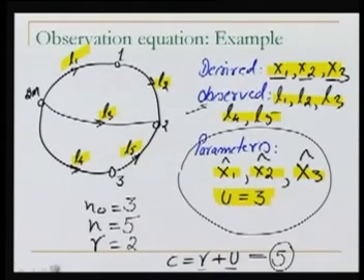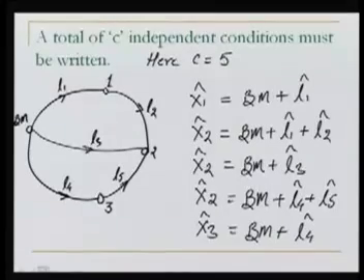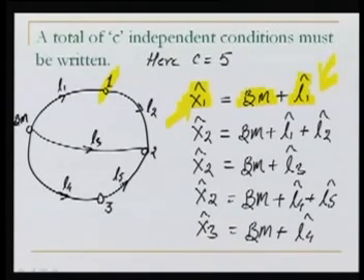What these observation equations will be? The observation equations I have written over here. First observation equation, x1 hat. I am writing hat here because that is the estimate of this, is benchmark plus L1 hat. Because it is relating the parameter with the estimate of the observation. Similarly, we can write one more also, and all these observation equations, it is important, are independent.